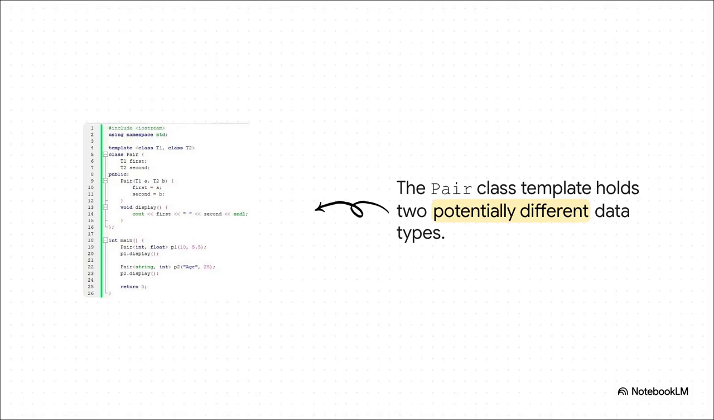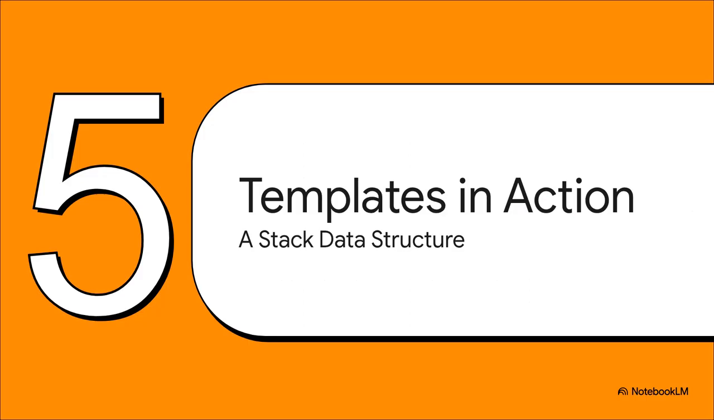And yep, just like we saw with functions, class templates can also juggle multiple generic types. Take a look at this pair class. It uses T1 and T2, so it can hold two values that might be completely different types. This means you could create a pair<int, float> or a pair<string, int>, all from that one single class template.